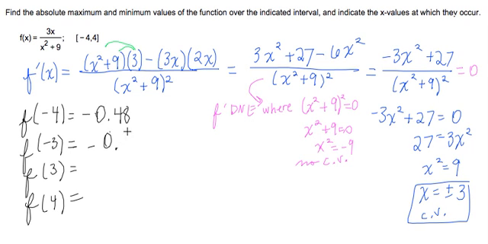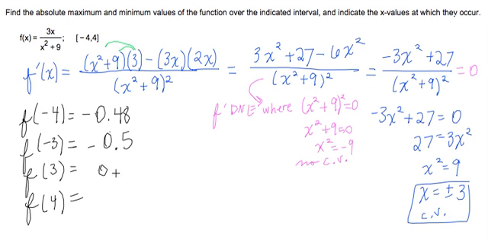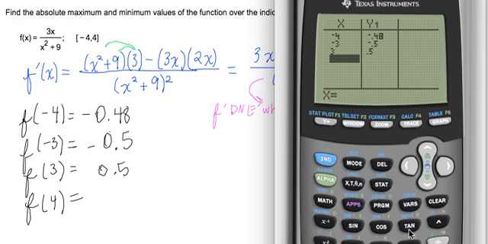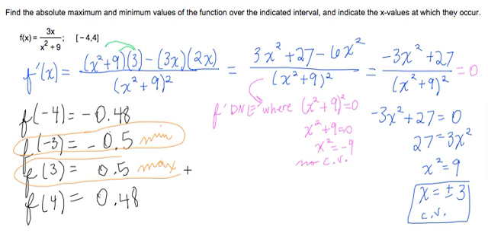-0.5, that's a little lower than -0.48, okay? When x is 3, y is positive 0.5, and when x is 4, y is positive 0.48. Okay, so it looks like the smallest number right here is -0.5, so that would be the minimum. And the maximum is going to be 0.5, which occurs at x equals 3.